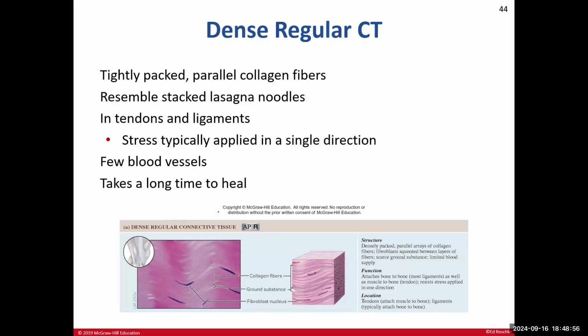Hardly any ground substance, but notice you don't see any blood vessels in there. Not a bit. So this type of connective tissue is going to have poor vascularity. There will be some blood vessels there, but not a lot. So when you damage this type of connective tissue, and it's found predominantly in tendons and ligaments, it takes a long time for this connective tissue to heal, depending on the extent of the damage.